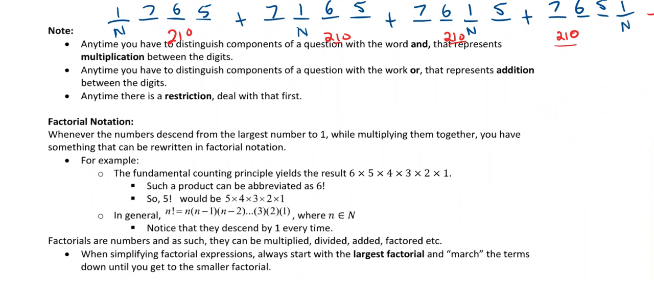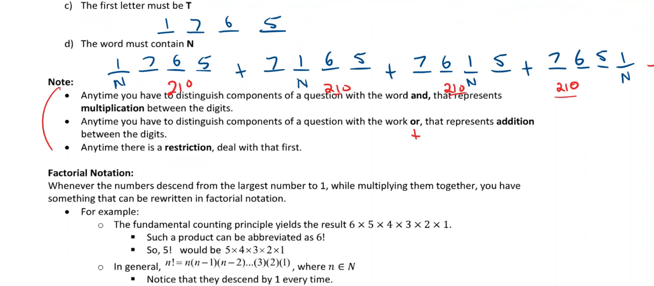All right, so one thing to note here is that anytime you have to distinguish components of a question with the word and, that represents a multiplication between the digits, so something and something else, right? That'd be like our fundamental counting principle. If you had 4 different shirts to choose from and 3 different pairs of pants, you would multiply those to figure out the number of outfits, right? But if you see the word or, then that's going to be addition, right? If it's this thing or that thing, right? So it's like the N could have been in this spot or this spot or this spot or this spot. Then we add those situations together.